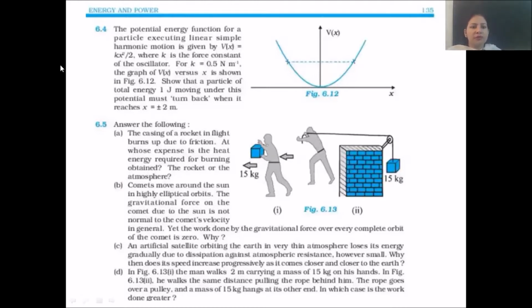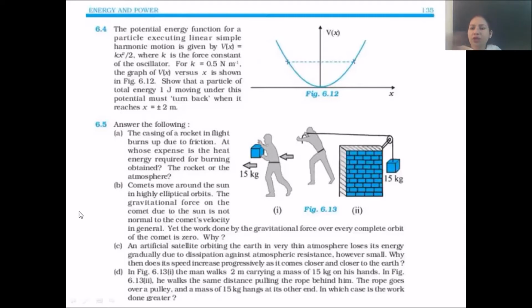Question number 6.4. The potential energy function for a particle executing linear simple harmonic motion is given by V equal to half kx square, where k is force constant of the oscillator. For k equal to 0.5 Newton per meter, the graph of V versus x is shown. Show that a particle of total energy 1 joule moving under this potential must turn back when it reaches x equal to plus minus 2 meter. So what is V here? That is potential energy, and it is also equal to 1 joule. They have given the value.